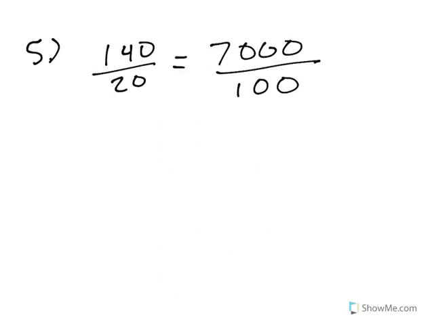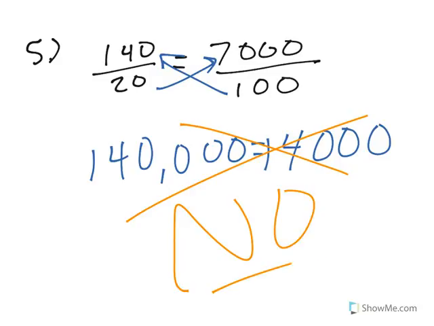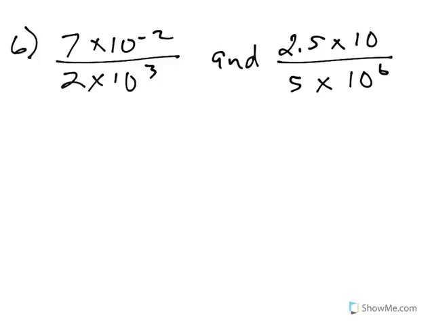Number 5. 20 times 7,000 is 140,000. 140 times 100 is 14,000. Does 140,000 equal 14,000? Hopefully you said no. They're close, but they're off by a place value. You know, that's a big difference. Think about contracts and your salary: 14,000 versus 140,000. Just a little bit of a difference. That zero matters.